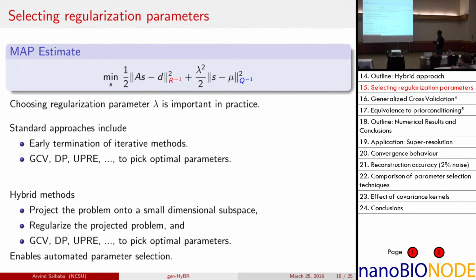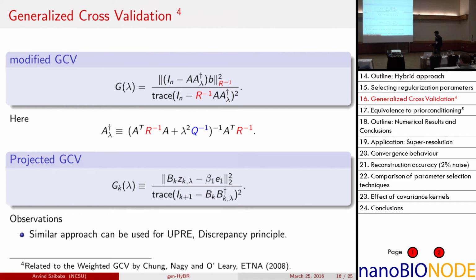The idea is quite simple. You run an iterative algorithm for k steps, and then you project your original least squares problem onto this k-dimensional subspace, and then you add this regularization term, and then you can estimate this regularization parameter based on a modified optimality condition. So for example, the generalized cross-validation and so on and so forth. So this enables automated parameter selection, and it also does so in a way that is very fast.